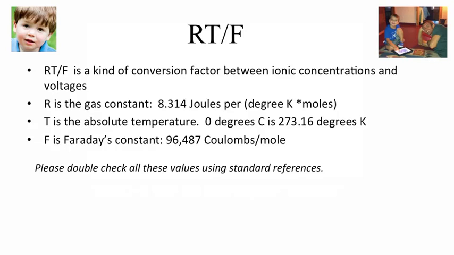So R is the gas constant from chemistry. You remember the equation PV equals nRT from chemistry, the gas law. And R is the constant in that law, about 8.3 joules per mole per degree Kelvin. T in this equation, RT over F, is the absolute temperature. And F is called Faraday's constant. It's the amount of coulombs of charge that's present in 1 mole of material.